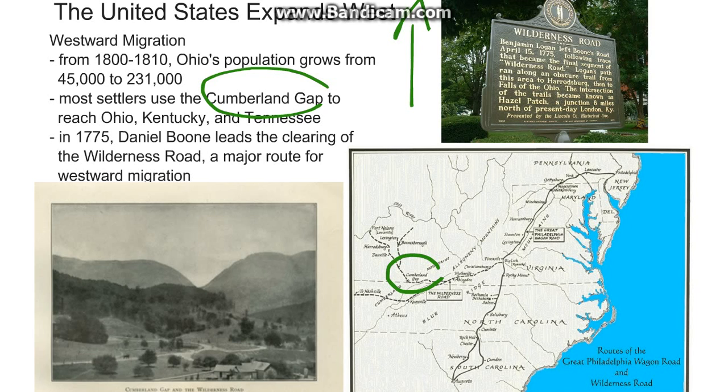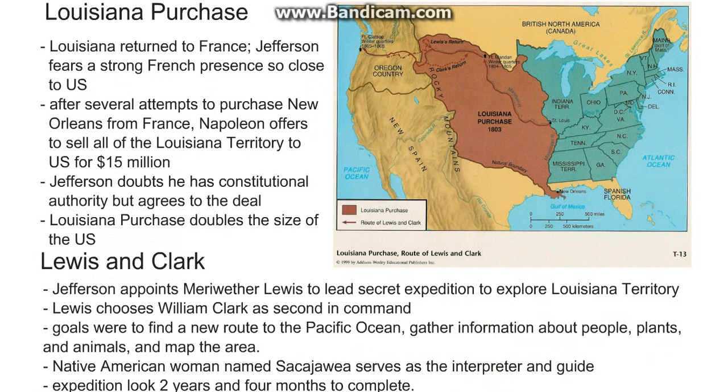In 1775, a man named Daniel Boone is going to lead the clearing of the Wilderness Road because, of course, no roads west existed until they were begun to be cleared, which becomes a major route for westward migration. On the map, the Wilderness Road extends from Virginia down through Kentucky onward to Tennessee. And this is a major route for people who were moving west. It was easy for them to use the road and safer for them to use a well-traveled road.